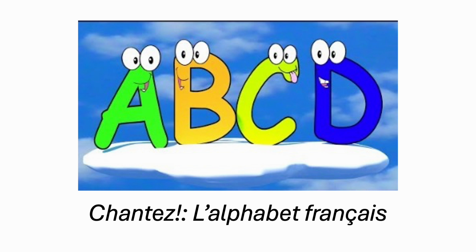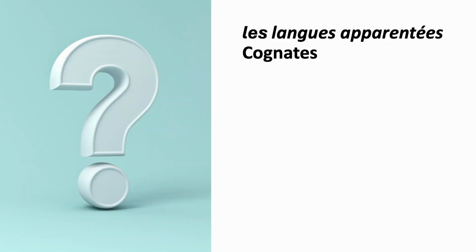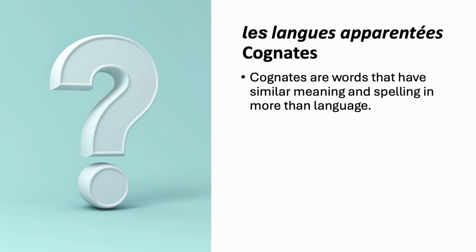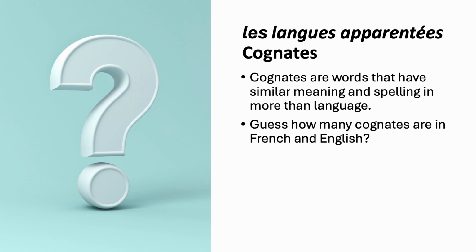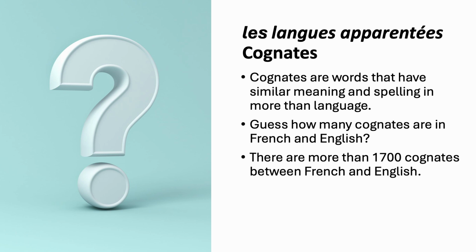Chantez l'alphabet français. You will find the song on the last slide. Les langues apparentées, cognates. Cognates are words that have similar meaning and spelling in more than one language. Guess how many cognates are in French and English? Seriously, take a guess. Pause. There are more than 1,700 cognates between French and English.